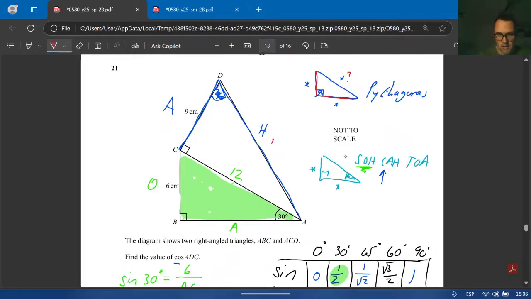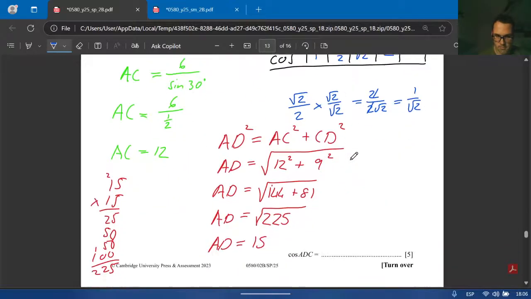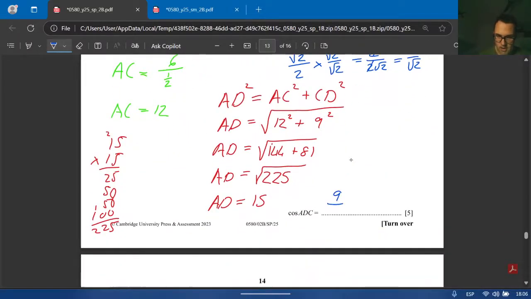Brilliant. Now we have this as 15. Okay, I think we are hot on the trail. So remember now, they want to know cos ADC. Cos is the adjacent over the hypotenuse. That's 9 over 15, and that's our answer. 9/15. Cos ADC is 9/15. Of course, if you want to simplify it, divide both by 3. Then cos ADC is 3/5.